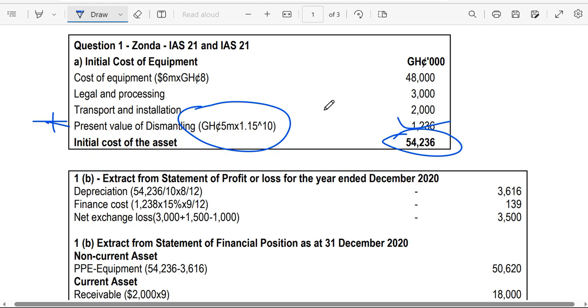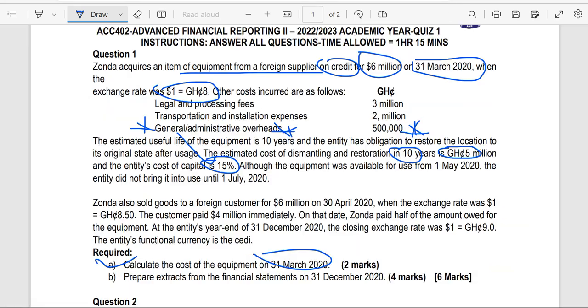All right. Let's look at the B part. Prepare extracts from the financial statements. So there you have to remember you are preparing an extract for the statement of profit or loss and an extract for the statement of financial position. And therefore for the asset, you are going to think about the fact that you will have to depreciate the asset. So there will be depreciation. And then you are also going to deal with the unwinding of the present value of the dismantling cost. So there will be a finance cost element also there for the statement of profit or loss.